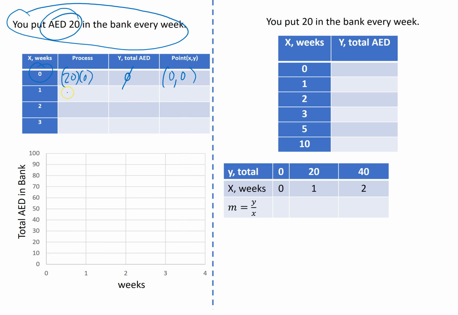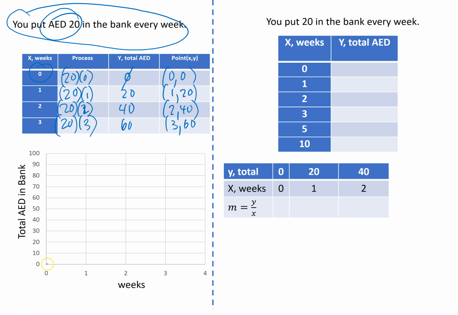The next week you put 20 in the bank, so 20 for 1 week gives you 20. So 1 week you have 20 in the bank. After 2 weeks, you put 20 in each week. That gives you 40. In 2 weeks, you have 40 in the bank. And 20 each week for 3 weeks gives you 60 in the bank, which means that you have a 3, 60.